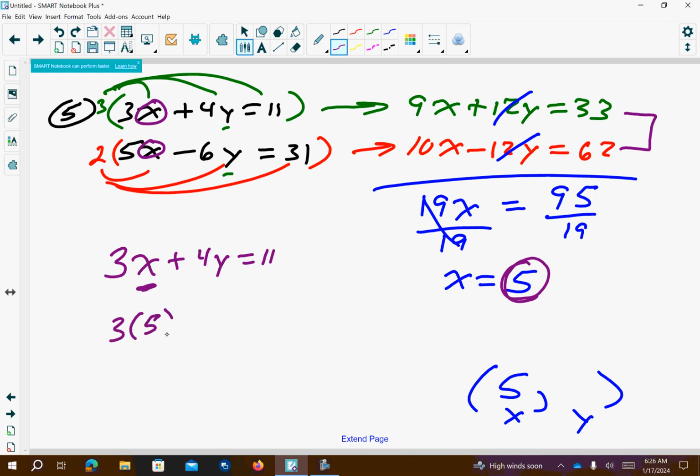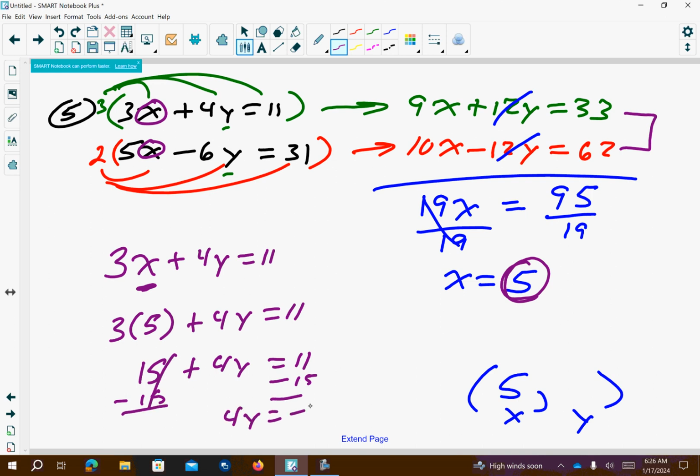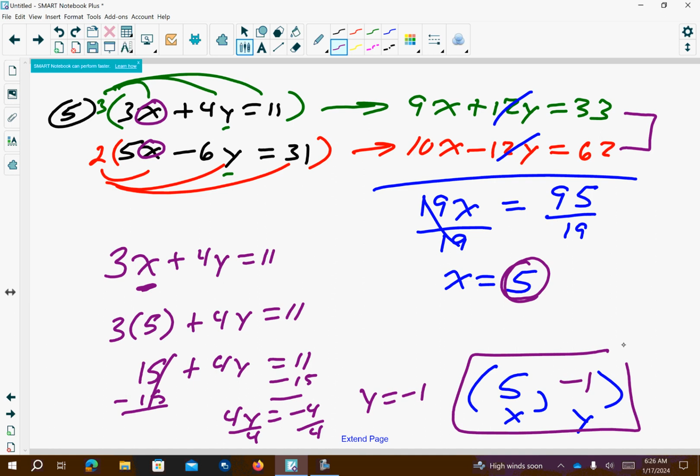So that gives me 3 times 5 plus 4y equals 11. So that's 15 plus 4y is equal to 11. Subtract 15 from both sides. Those cancel, so I get 4y equals negative 4. Divide both sides by 4. Negative 4 over positive 4 is going to give me negative 1. So there's our solution there.